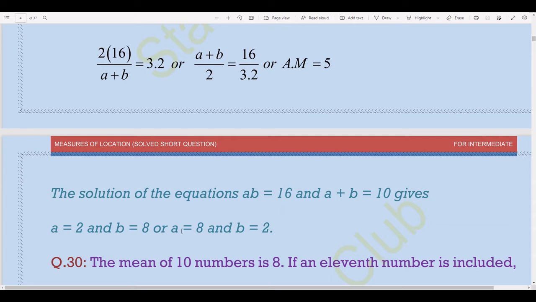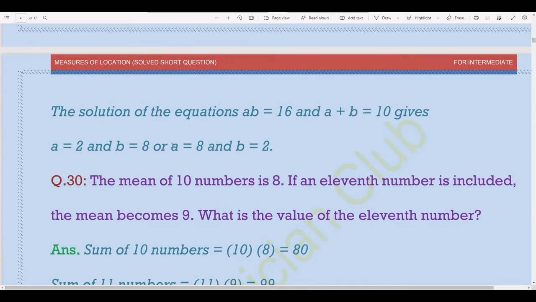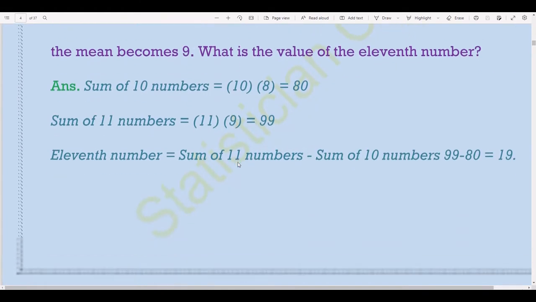When we add up these two numbers, the answer is 10, 8 plus 2. And when we multiply these two numbers, the answer is 16. So in this question, we completed our two tasks. Here we calculate arithmetic mean, and here we find the two numbers.